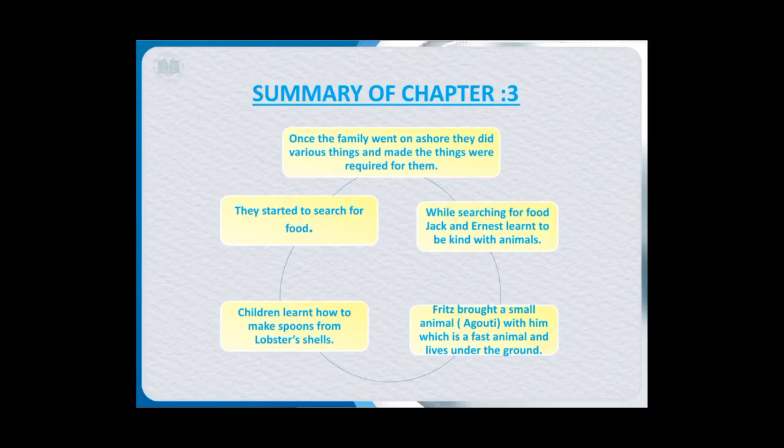Summary of chapter 3. The main points of the summary are: once the family went ashore, they did various things and made the things that were required for them. They started to search for food. While searching for food, Jack and Ernest learned to be kind with animals. Children learned how to make spoons from lobster's shell. Fritz brought a small animal, a goatee, with him, which is a fast animal and lives under the ground.